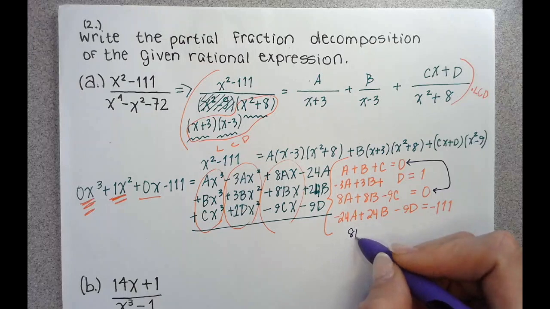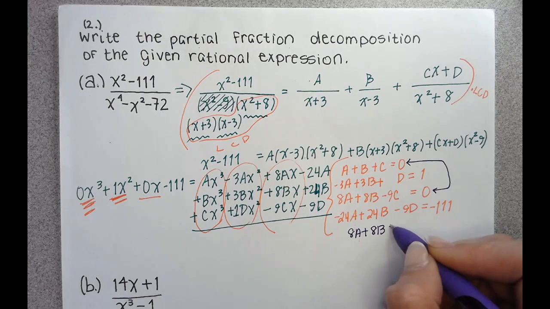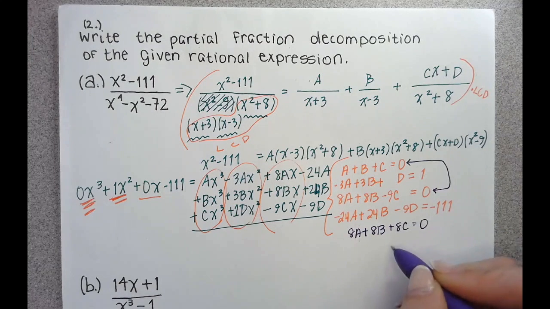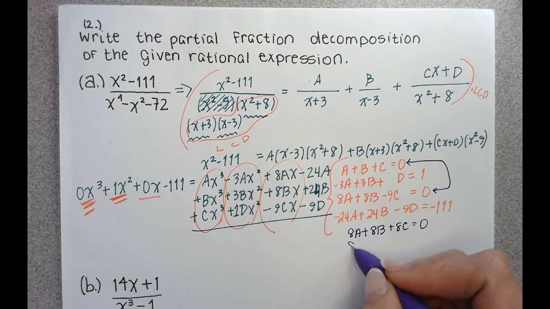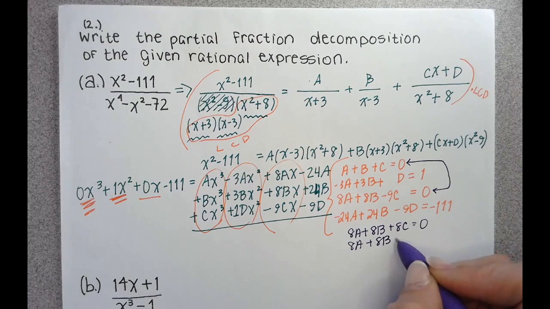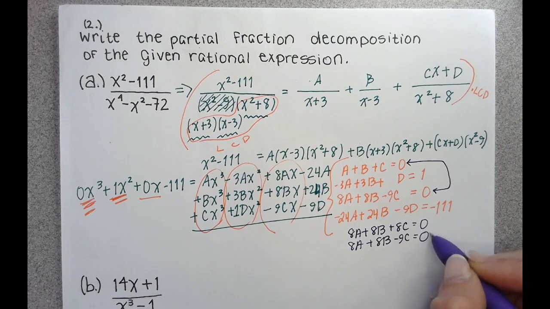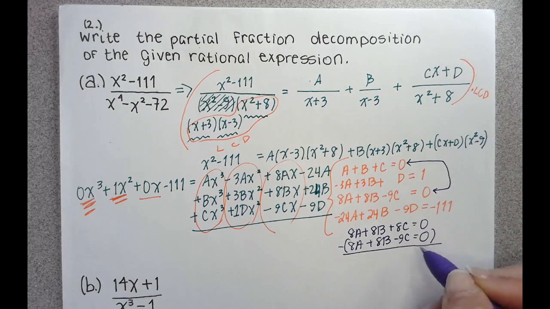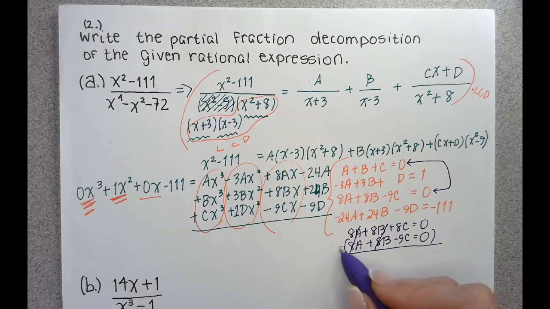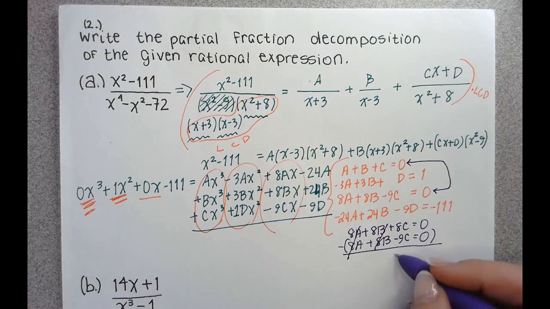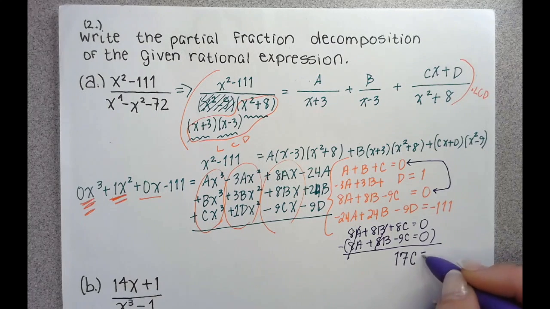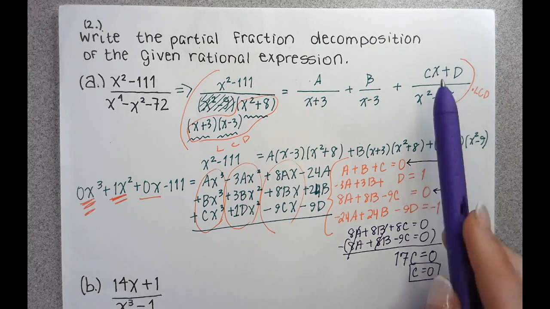So that'll give me 8A plus 8B plus 8C is still 0 because 0 times 8 is still 0. And down here, 8A plus 8B minus 9C equals 0 as well. Parentheses, minus sign, underline. Cancel, cancel. Negative 8 plus 9 is 17. C equals 0. That means C is equal to 0. So done. It is possible to get 0.